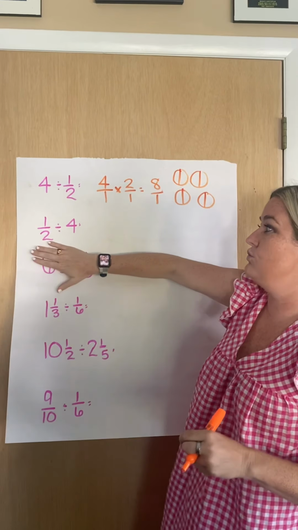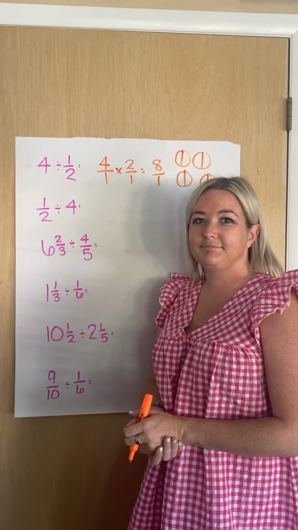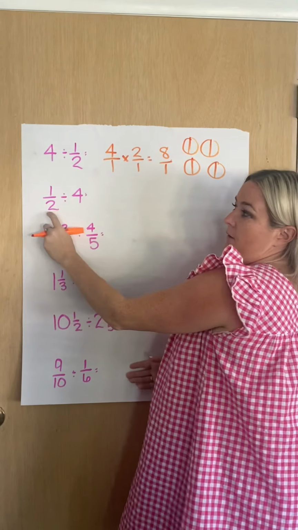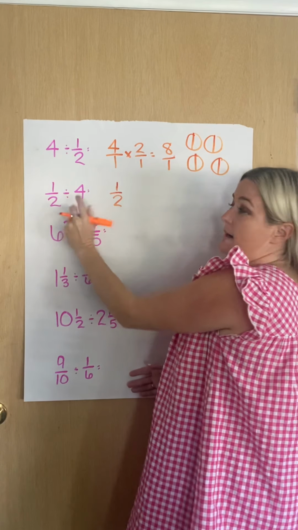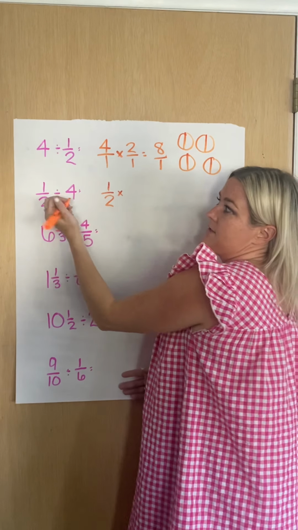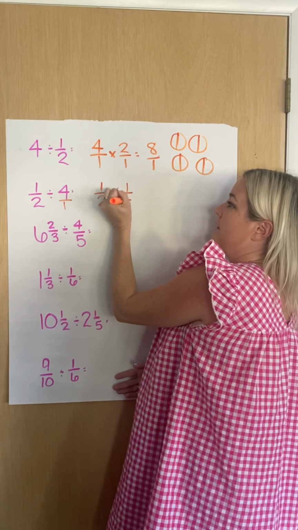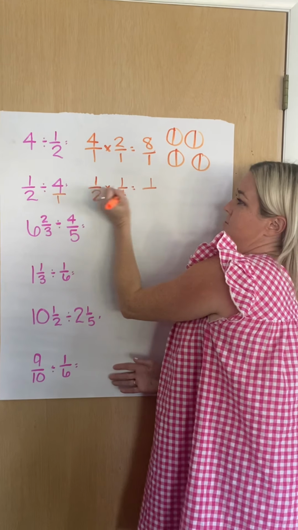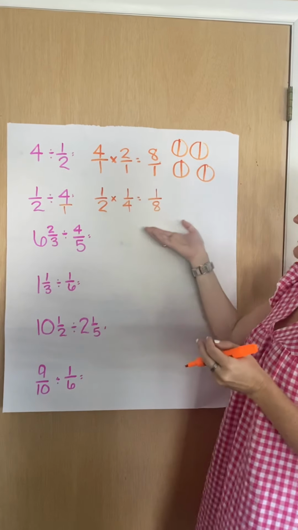Now I'm going to have you do 1/2 divided by 4. Press pause. Okay, let's go over it. If I have 1/2 divided by 4, I'm going to start with my 1/2. I'm going to switch my sign to multiplication, and I am going to use my reciprocal. Remember, this is 4, but it's really 4 over 1, so that would be 1/4. So 1 times 1 is 1, and then 2 times 4 is 8. So I have 1/8.